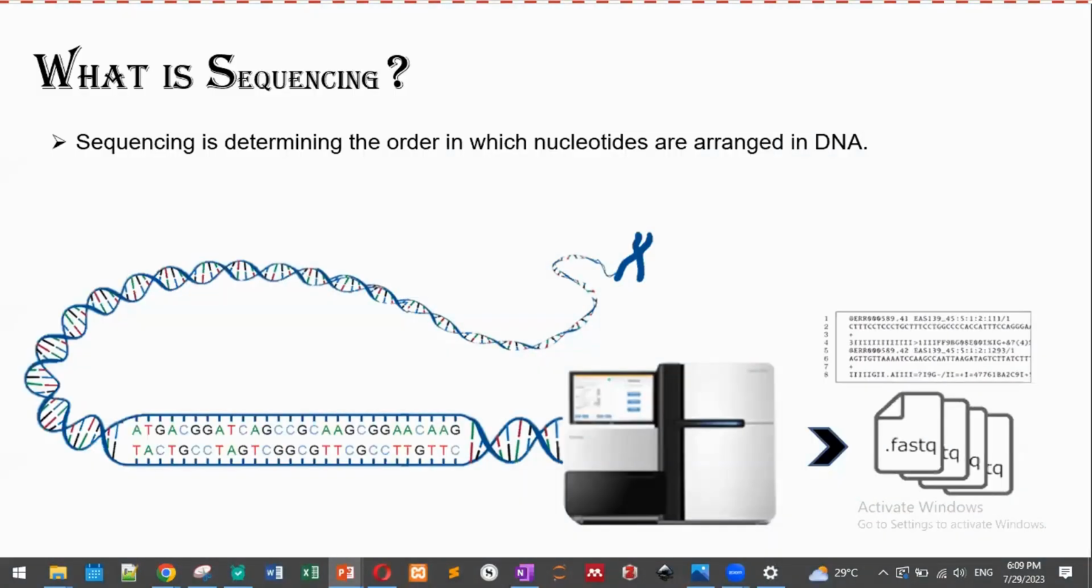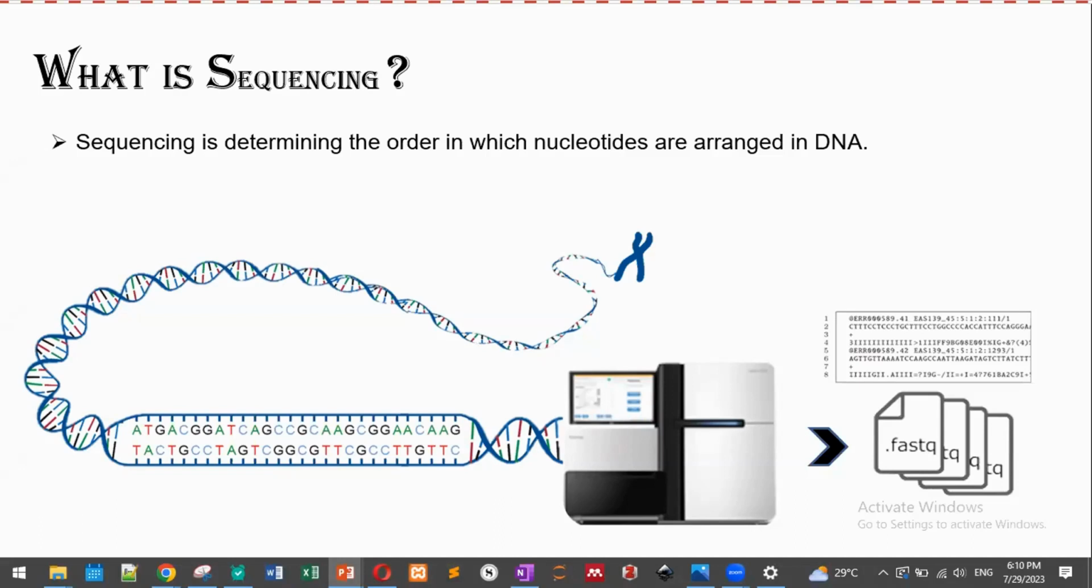Before understanding next generation sequencing, we should start with what sequencing exactly is. As we all know, there is DNA in our cells, and on that DNA there are nucleotide sequences placed in a particular fashion to differentiate one person from another, right? So in sequencing, what we are doing is exactly determining the order of the sequences on DNA.